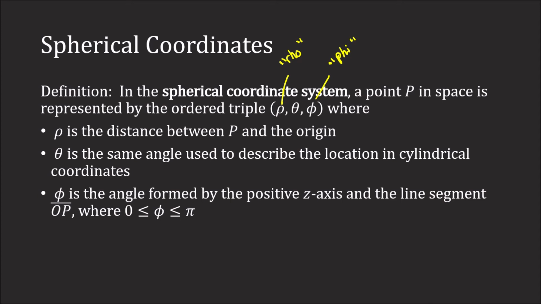Theta is the same angle that is used to describe the location in cylindrical coordinates. And phi is the angle formed by the positive z-axis and the line segment OP. And this will give us the restriction then that phi is between 0 and pi.